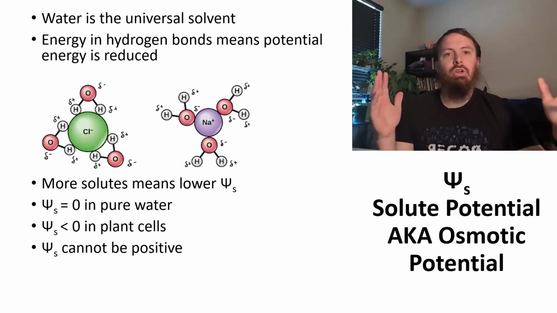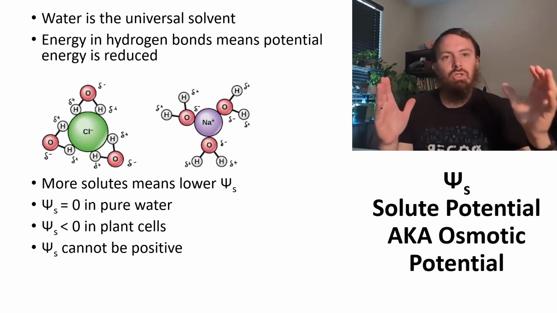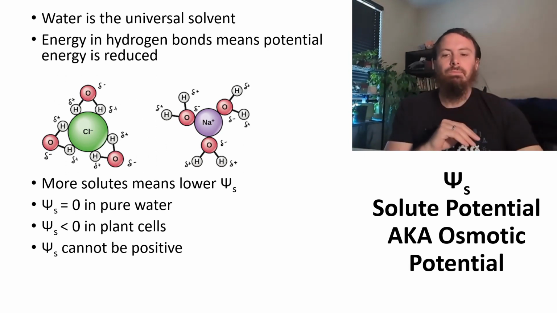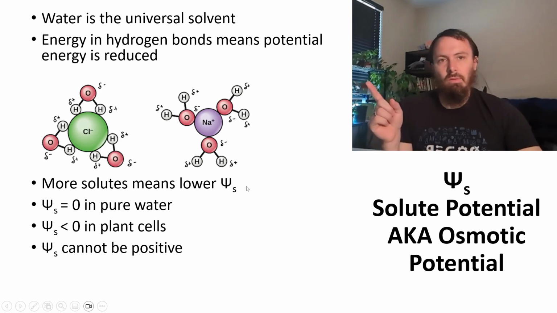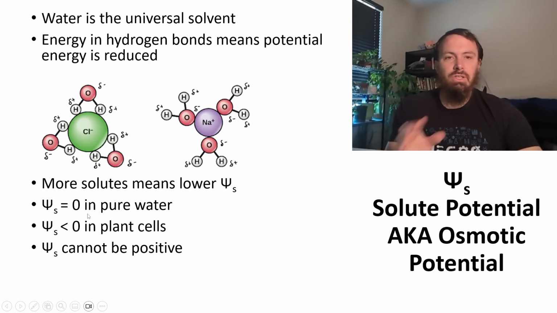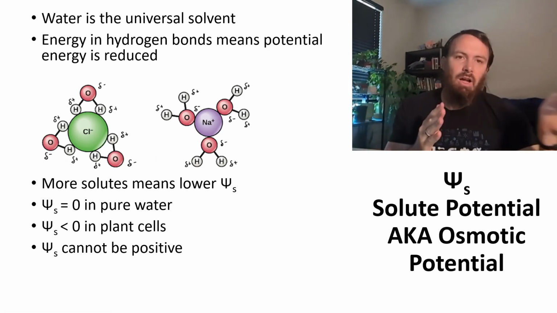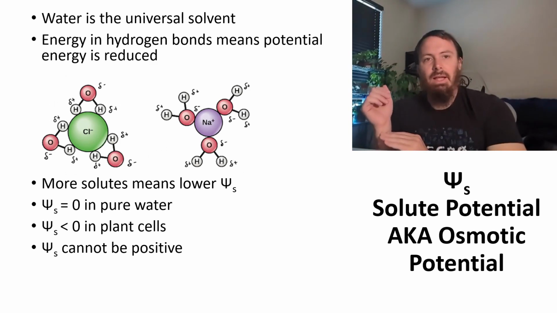So the amount of potential energy that exists, some is being used up in those bonds. So the potential energy goes down in those systems. So the more bonds, the lower the potential energy. So more solutes means lower solute potential. Solute potential equals 0 in pure water because there's nothing else in the water for it to bind to. In plant cells, solute potential is always less than 0, and it cannot be positive. So solute potential is either 0 in pure water or less than that.